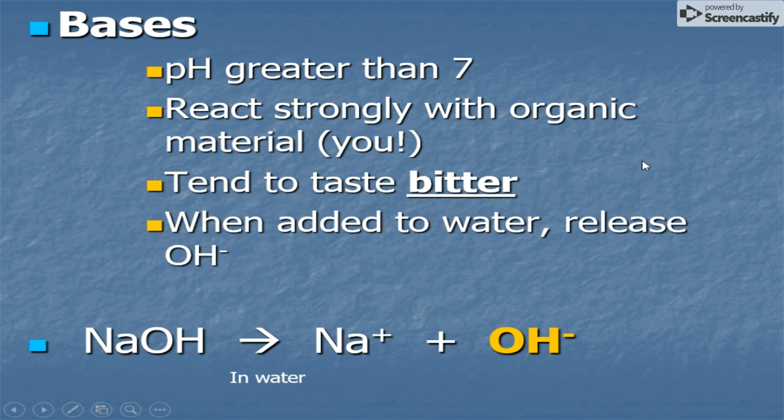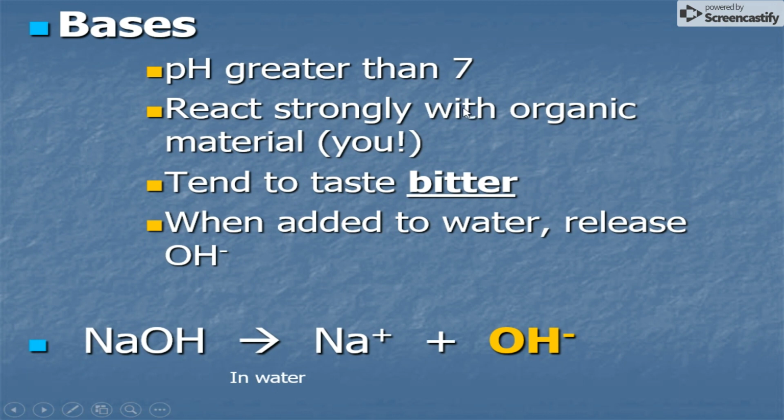So bases, what we saw, right, they're greater than 7. Now, these are the dangerous ones, right? They react strongly with organic material. So bases are the things that are going to really damage you. If you got acid in your eye, that would be bad for sure. You don't want to do that. But you have about a minute to wash out your eyes before you have permanent eyesight damage. With a strong base, like lye or sodium hydroxide, you could have permanent eye damage within 10 seconds.